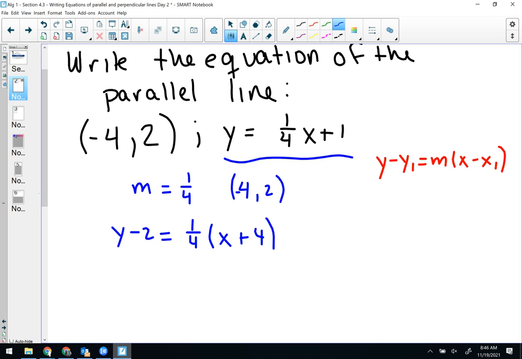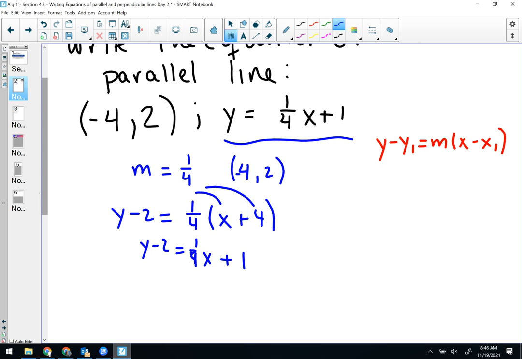And now we solve for y. We distribute the 1/4. That's 1/4 x plus 1. And then we add the 2. So y is equal to 1/4 x plus 3. How'd we do on that? Here's the deal. You need to figure that out if you don't know what you're doing, because that's going to show up a lot on your quiz on Tuesday.